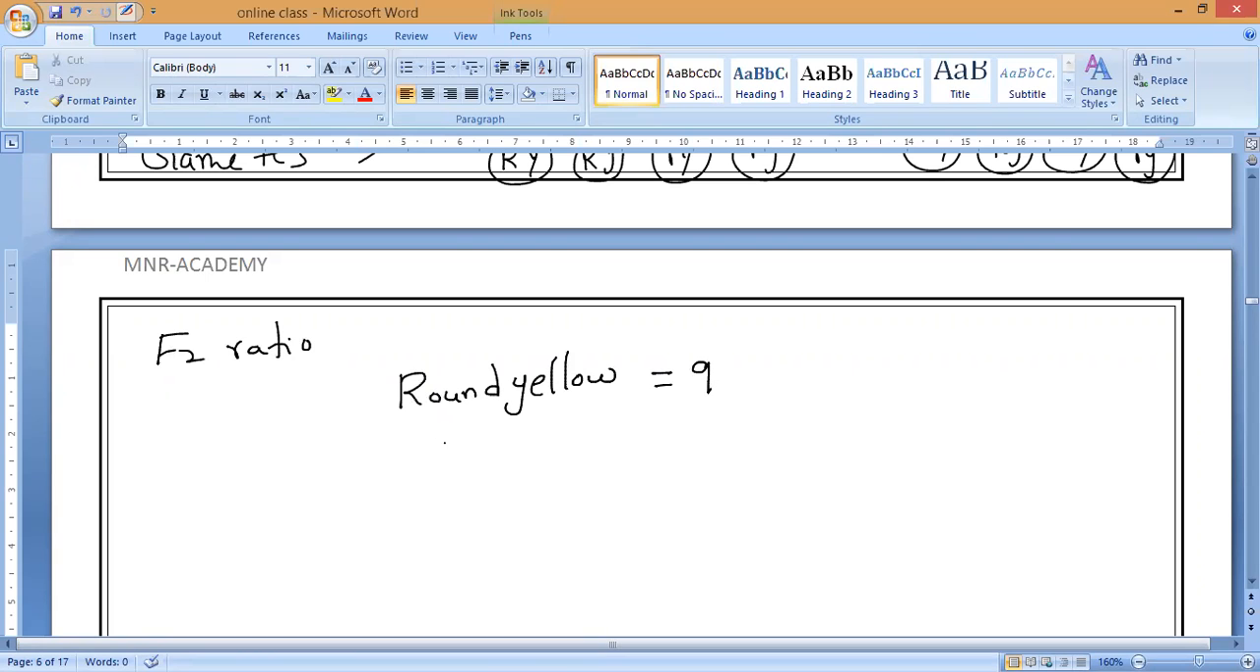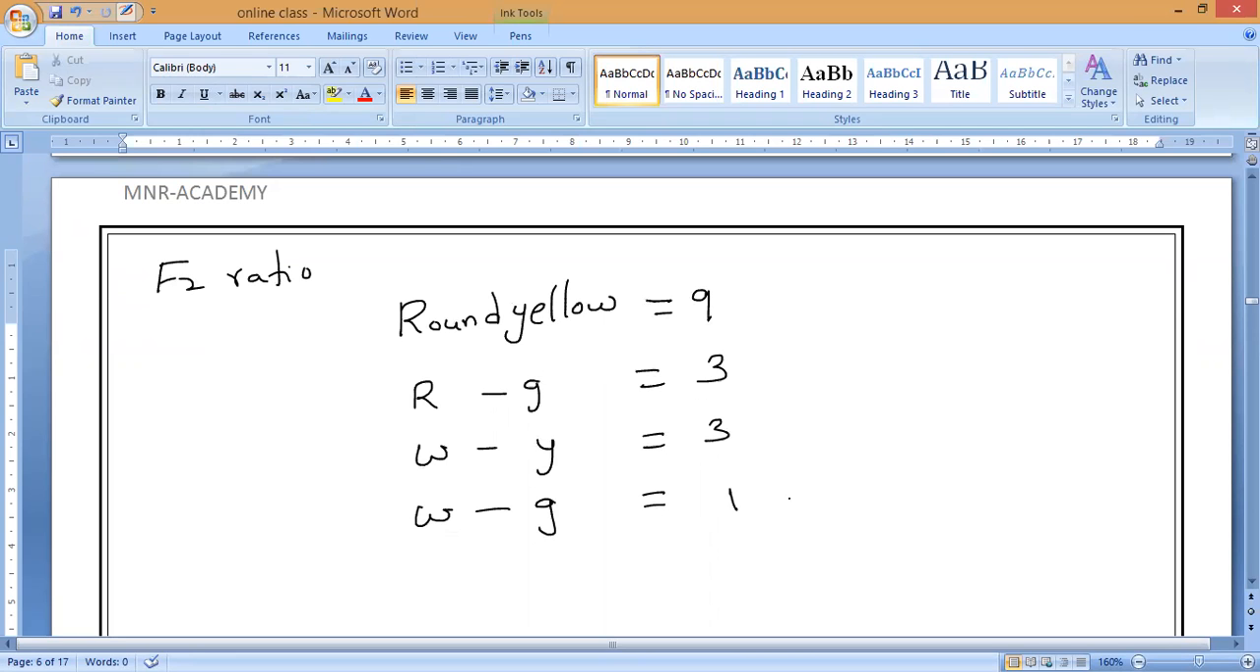Nine will come. Understanding? Next, round green is to come how many? Three. Next one, wrinkled yellow is to come three. And wrinkled green is to come one. So as I told you, round yellow seed, anybody can say the genotype? What is the possibility of genotype? Anybody can say. First of all, let me tell you, wrinkled green seed, what is the genotype? Let me see how sharp you people are.